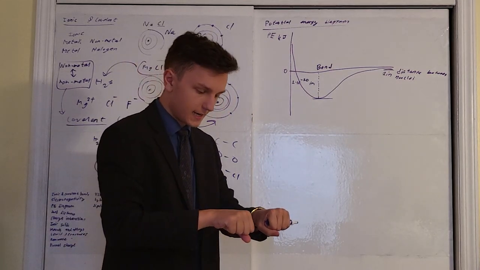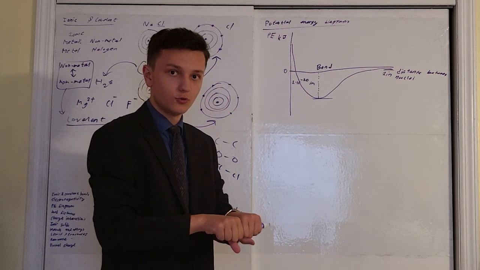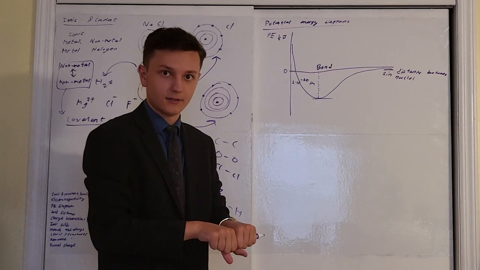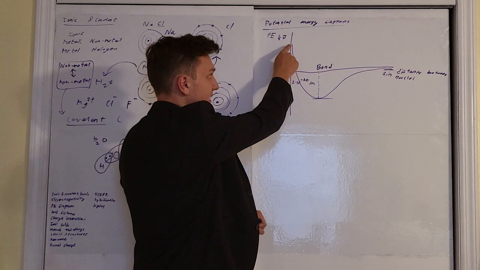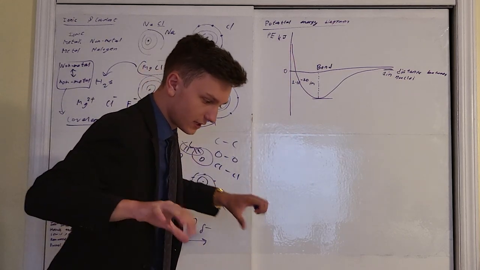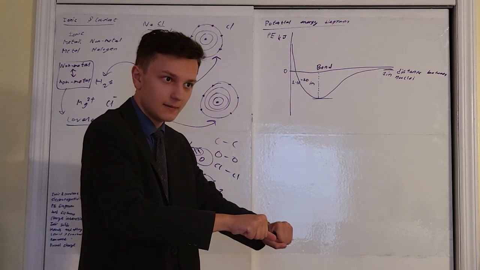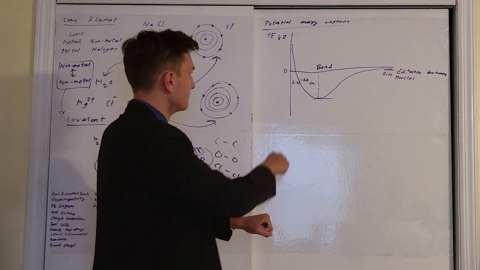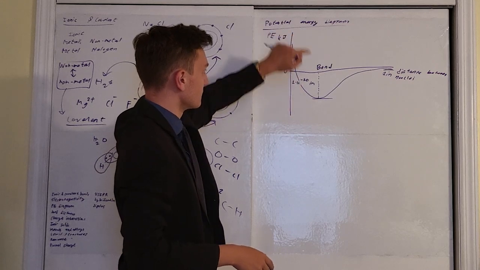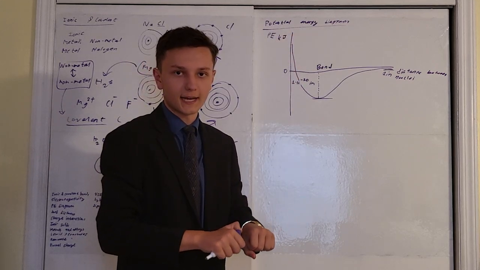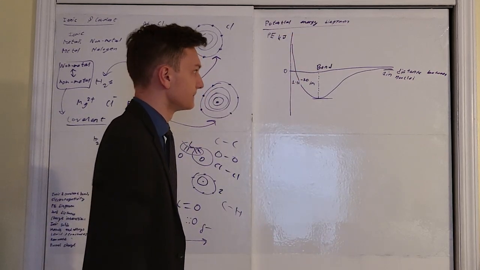And if you've ever tried to push two north poles end to end really close to each other, you're inputting a lot of energy into the system. You yourself are, with your hands, inputting energy into the system. So that's where this spike in potential energy comes from. This comes from you trying to force two nuclei together or two north poles together.